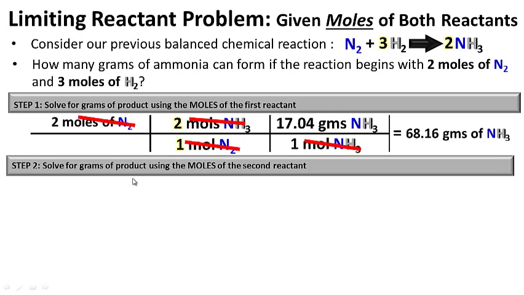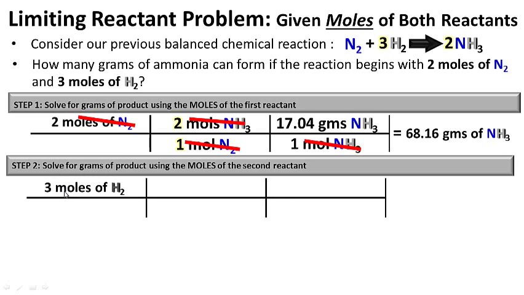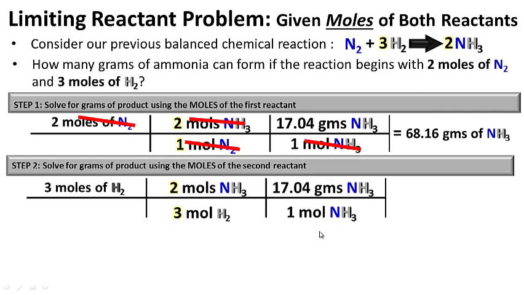Step 2, solve for grams of product using the moles of the second reactant, 3 moles of H2. We know that 3 moles of H2 will produce 2 moles of NH3, ammonia, and we know that 1 mole of NH3 has a molar mass of 17.04 grams. Our units cancel, giving us 34.08 grams of NH3.